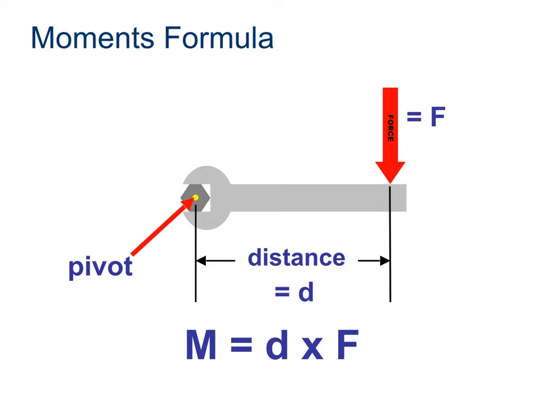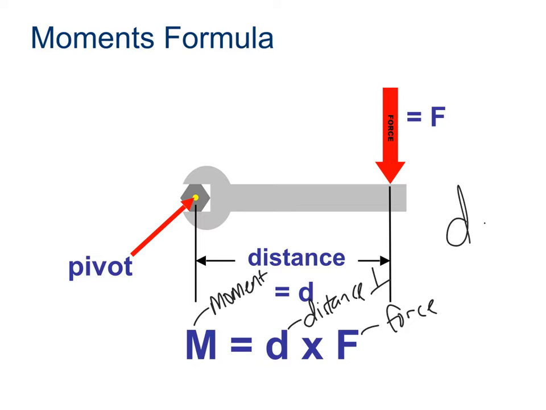Our formula is moment equals distance times force. We have used this formula before. So M is going to be your moment, D will be your distance, and F will be your force. And remember that it is a perpendicular distance to the force. So if you're looking at your formula sheet, you'll probably see like a D perpendicular or something along those lines.